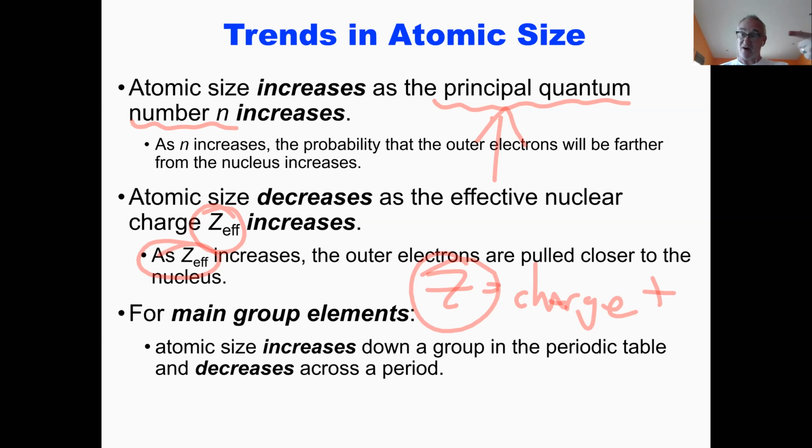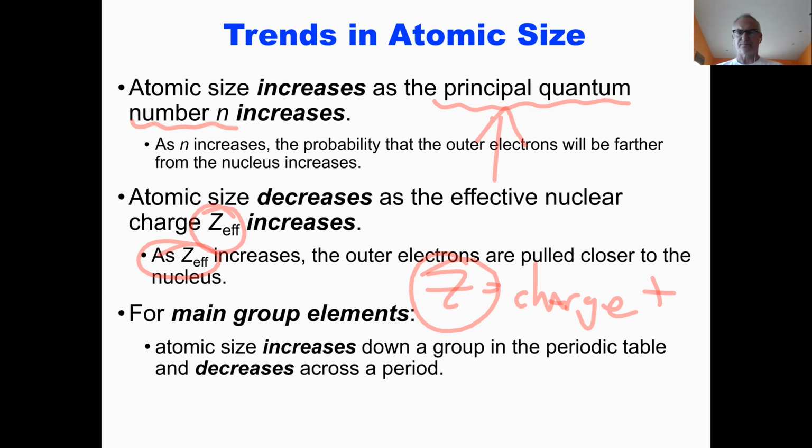So by the time we get all the way across the periodic table, and remember, what kind of elements do we end up with when we get to the end of a period? What kind of element is that? A noble gas? Yeah, exactly. We get to a noble gas. And the noble gas, as we'll look at their relative sizes, is the smallest atom in the entire row.